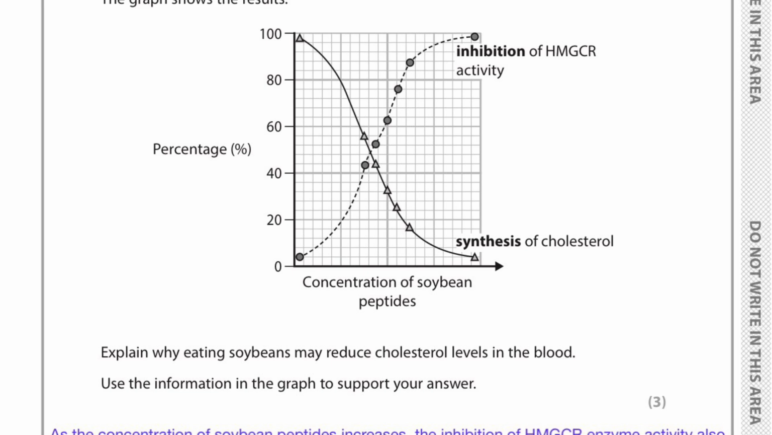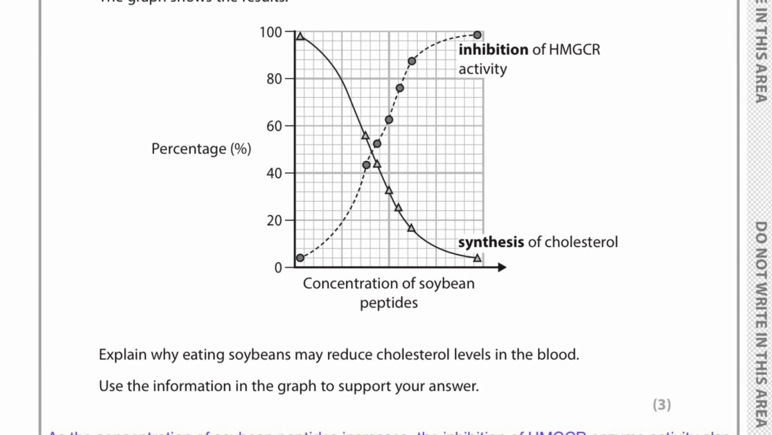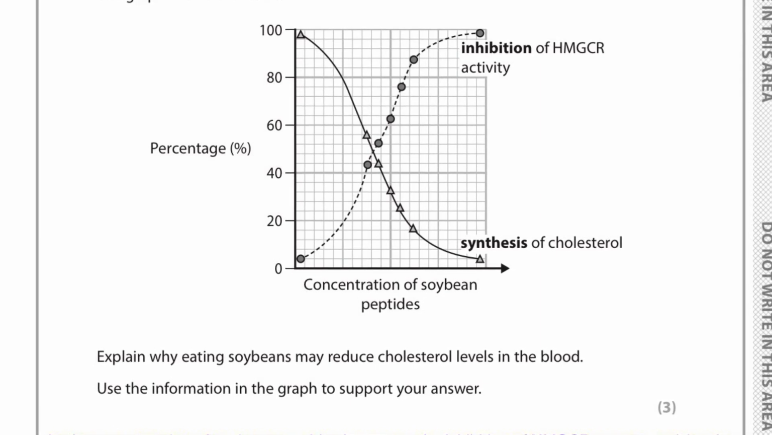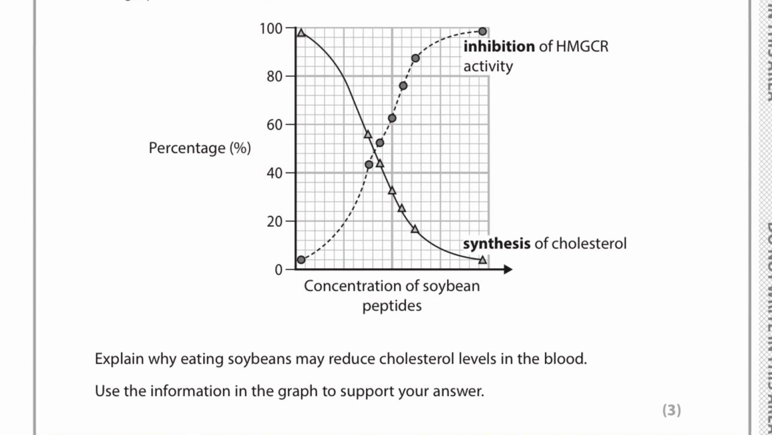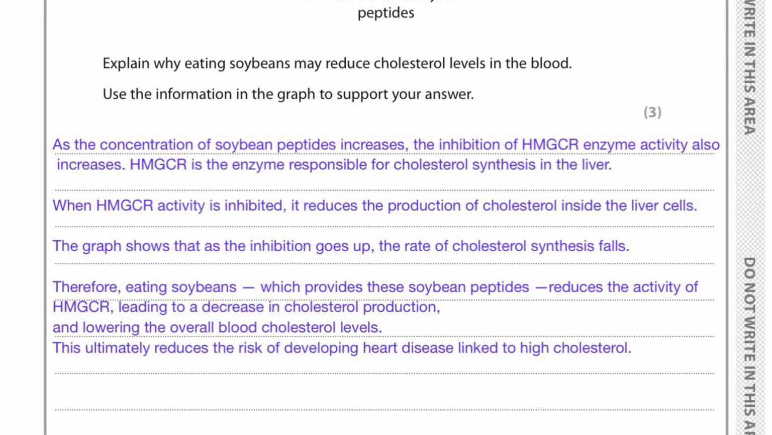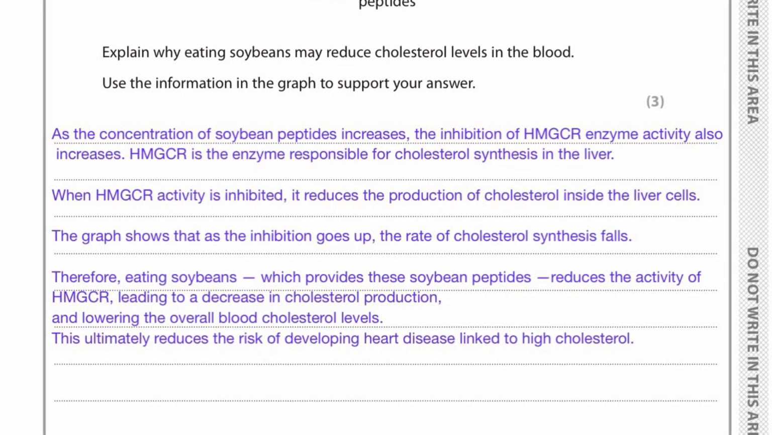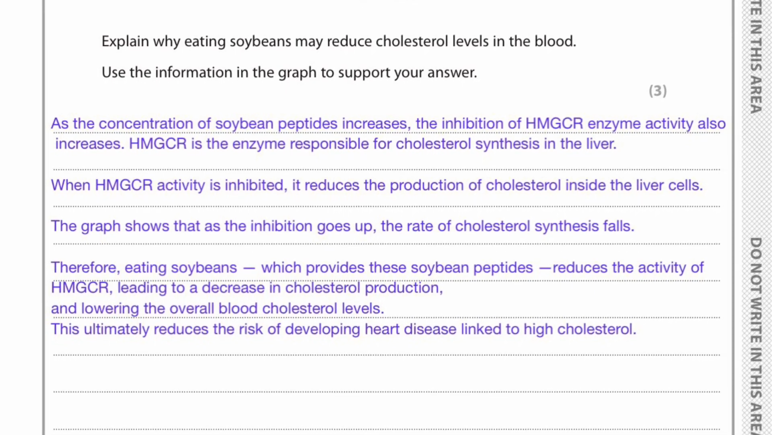They ask, explain why eating soybeans may reduce cholesterol levels in the blood. Use the information in the graph to support your answer. Here they want us to explain how soybean peptides affect HMGCR and how this reduces cholesterol, using the graph as evidence. So I said, as the concentration of soybean peptides increases, the inhibition of HMGCR enzyme activity also increases.